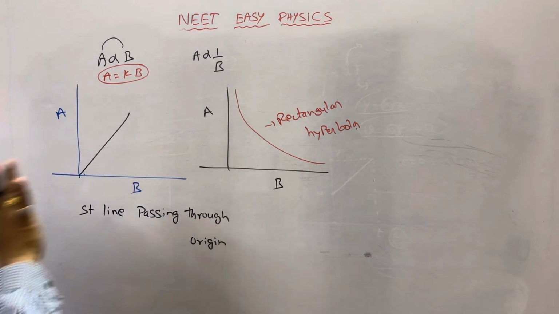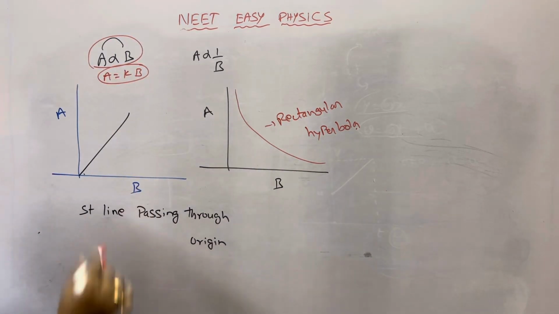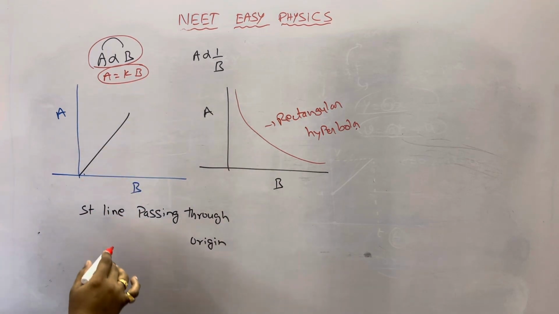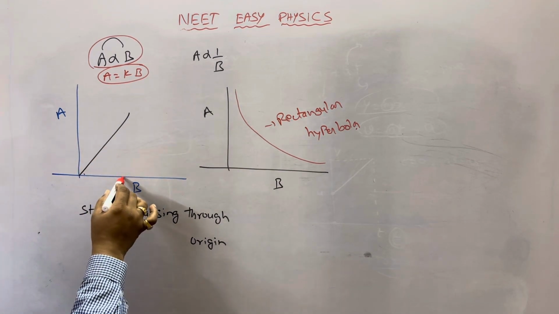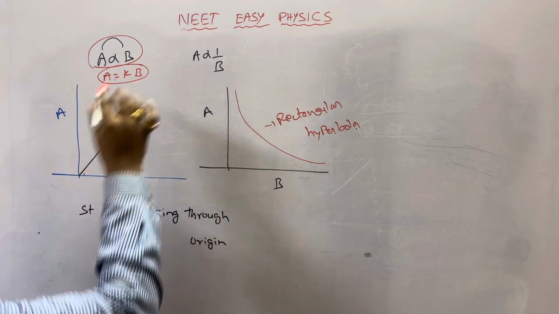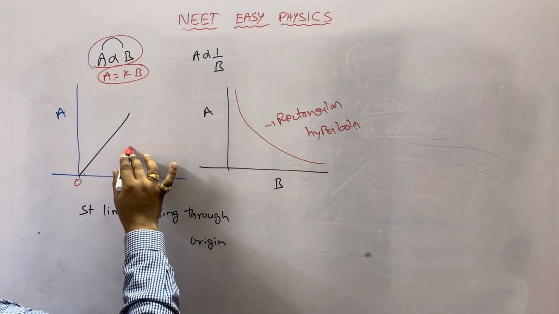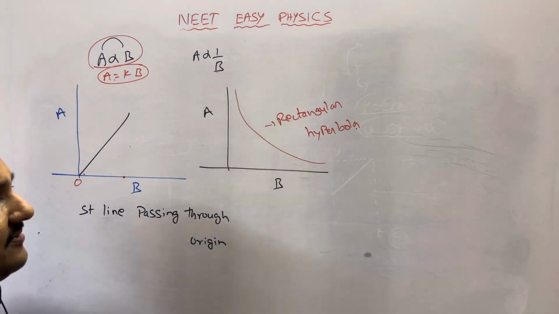So always you can go blindly: A is directly proportional to B passes through the origin because there is no constant here. If it is y is equal to mx plus c shape, c is there, and at that time the line will come either from here or here. If a constant is not there, it will directly pass through the origin. So that is the graph for A directly proportional to B, and for A inversely proportional to B.